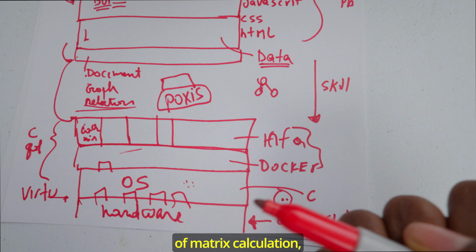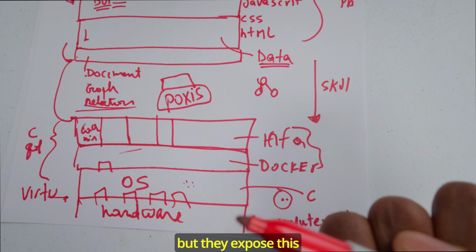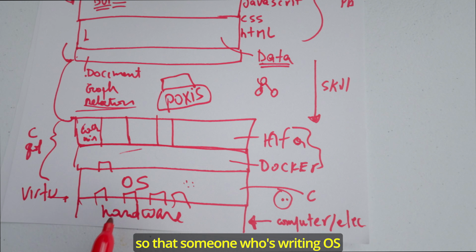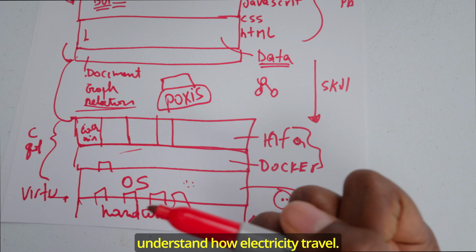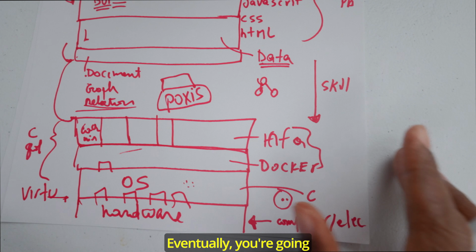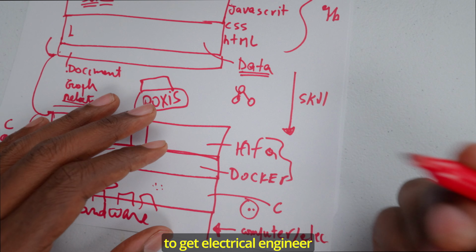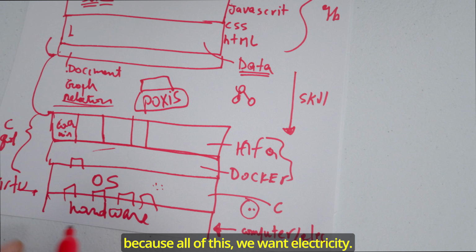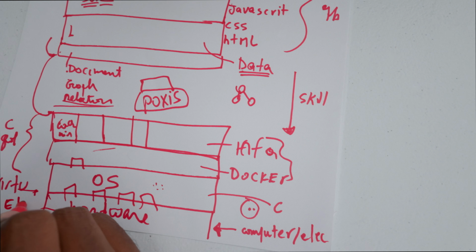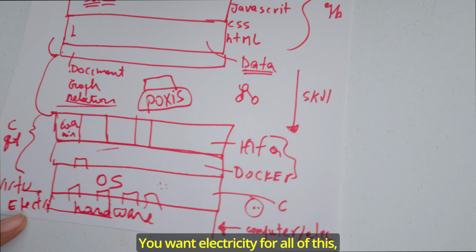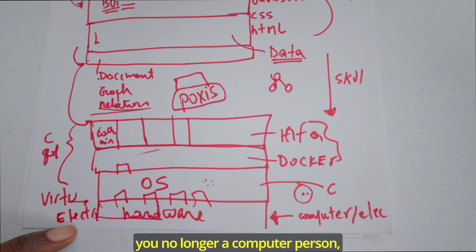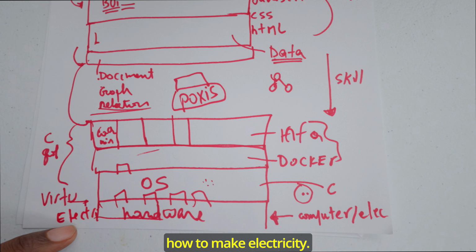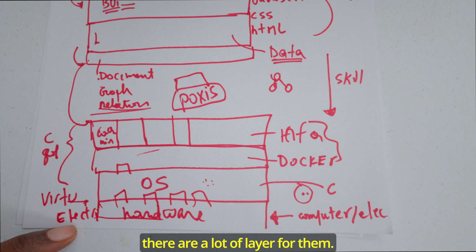They can also do a lot of matrix calculation, but they expose this so that someone who's writing an OS or an application can just use it, but they don't have to understand how electricity travels. Eventually, you're going to get to electrical engineers as you go down the layers because all of these want electricity. You want electricity for all of this. And at that point, you're no longer a computer person. You're someone who knows how to make electricity. And even for the people who know how to make electricity, there are a lot of layers.